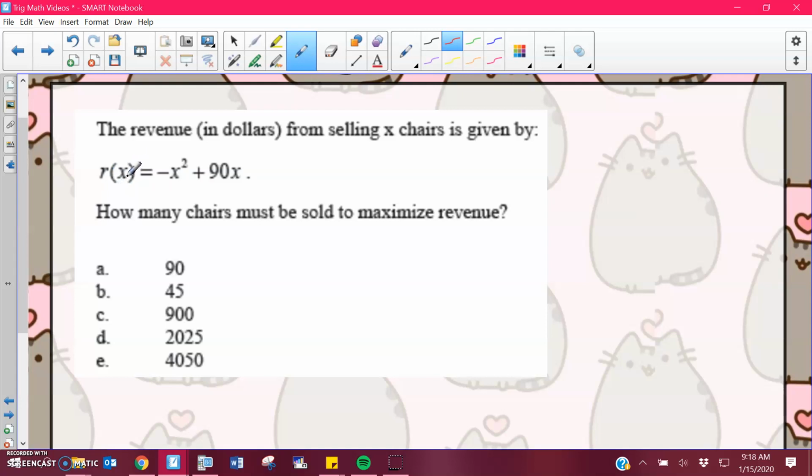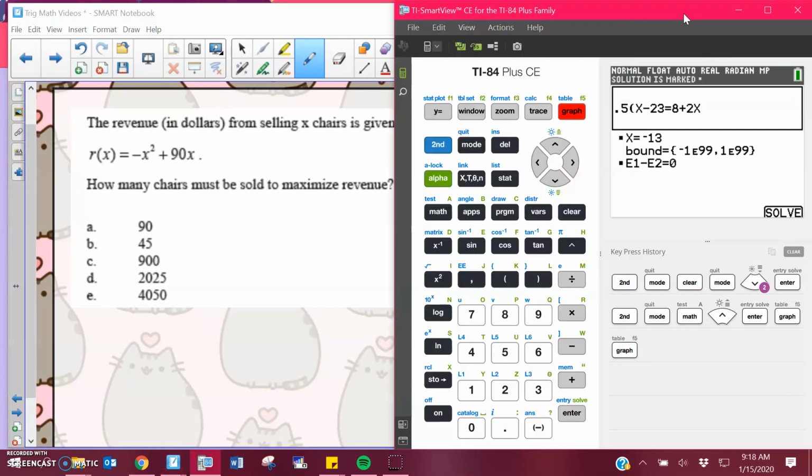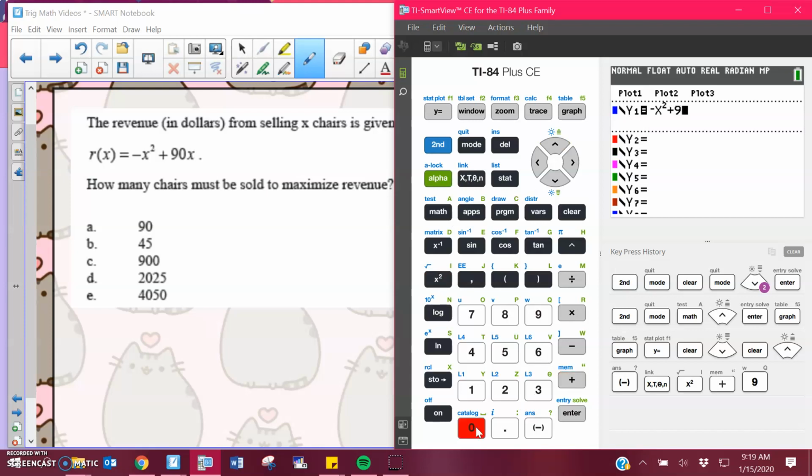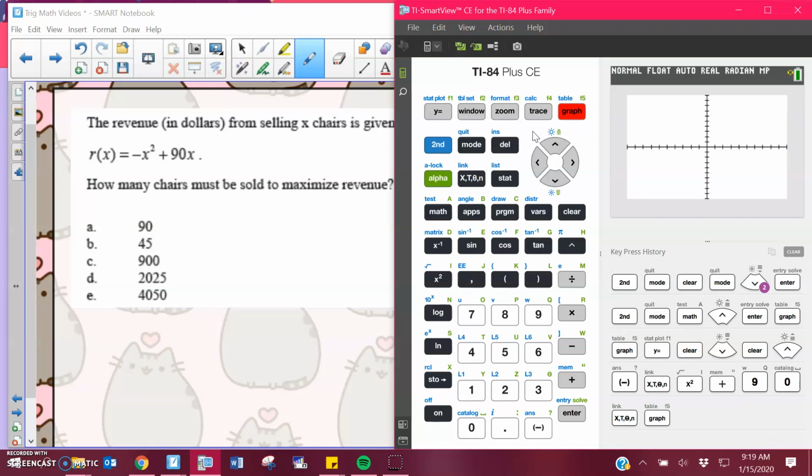Here's another problem where I can actually plug in all these answer choices and see which one gives me the most revenue. So whichever gives me the biggest Y in here, that would work. Again, that might take some time that you don't want to spend on this. You can also go into Y equals and plug this equation in. And the only problem that I can foresee with this is that we're going to have to change the window when I'm looking at it. Because if I just flat out graph it, I'm probably not going to see anything. Oh, look, I saw something.